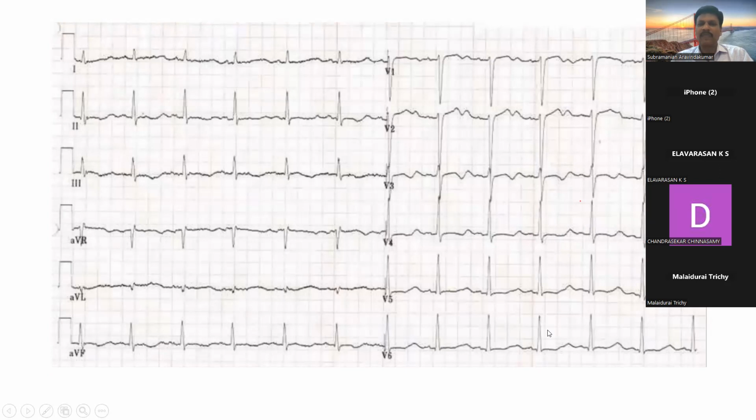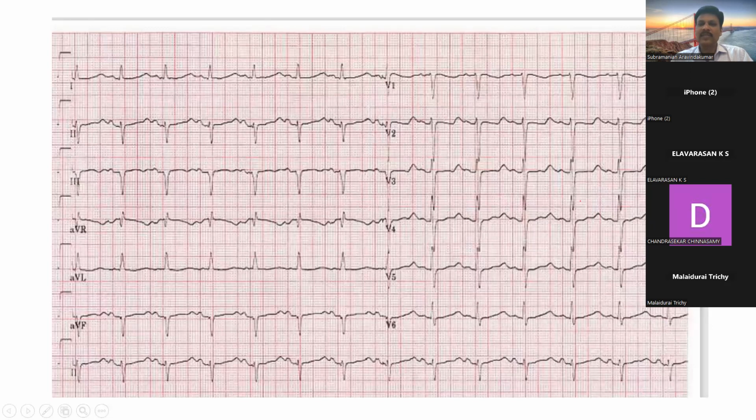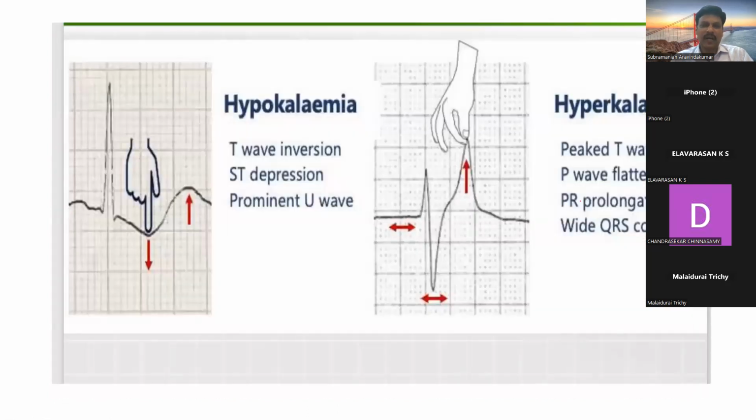So this is typical of, it is not ischemia. Here it is not ischemia. There is no symmetrical T wave. It is not ischemia. It is ST depression with an upright U wave. It is hypokalemia. Typical of hypokalemia, numerous ECGs I am showing. See ST depression, U wave upright, and you are having QT prolongation. Your P wave is normal, QRS complex normal. Simple. It's hypokalemia.